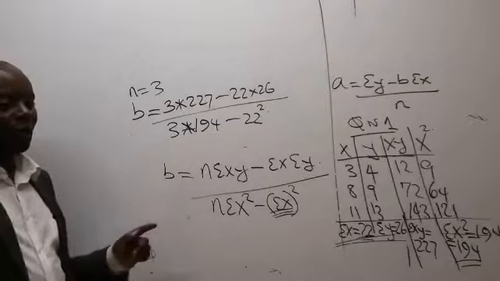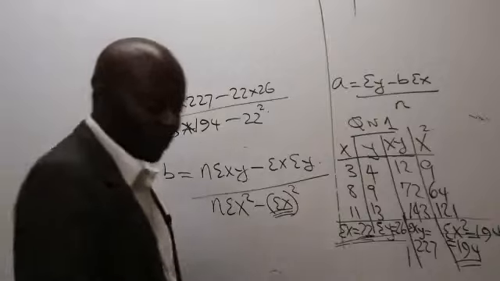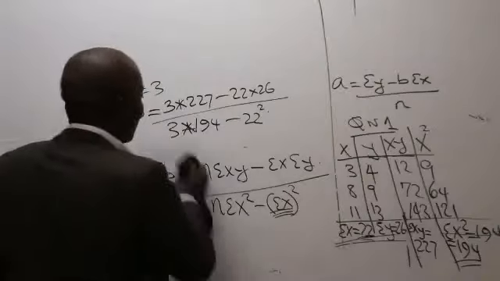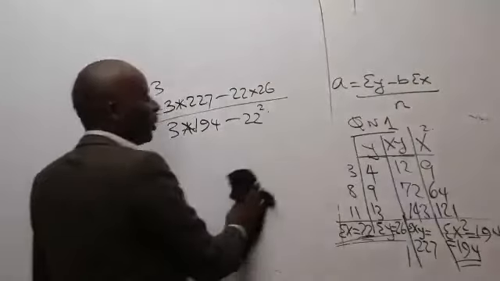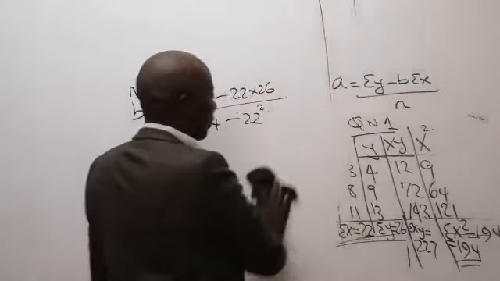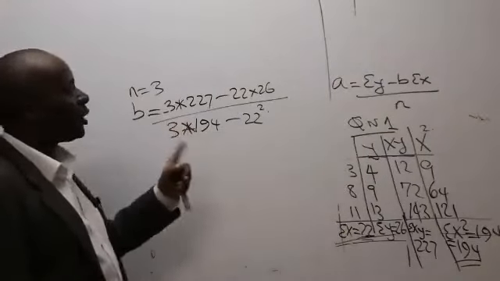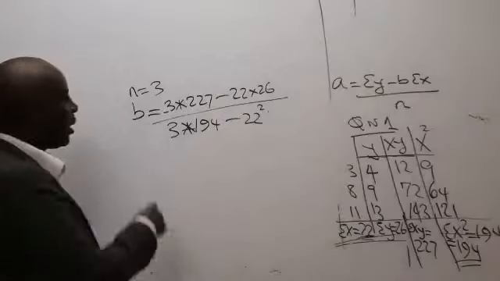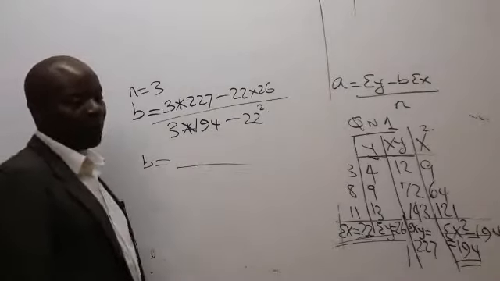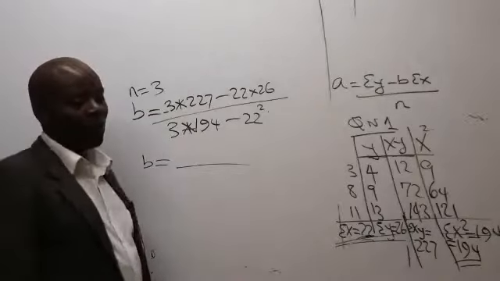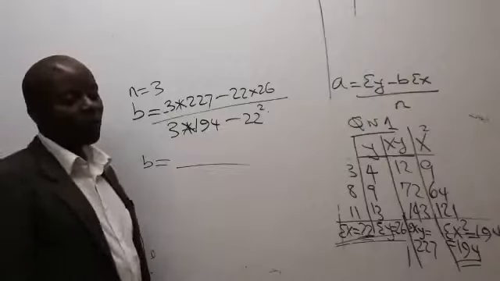Please go ahead and give me the numerator value. For the numerator, I do 3 times 227 minus 22 times 26. What figure are we getting here? B equals, so the numerator will be 3 times 227 minus 22 times 26, which is 109.